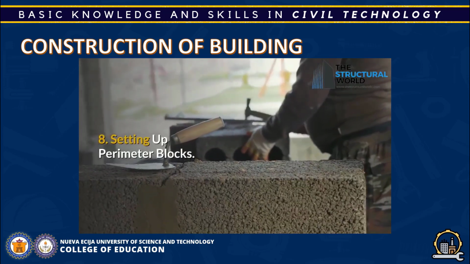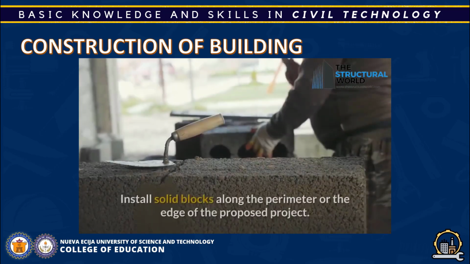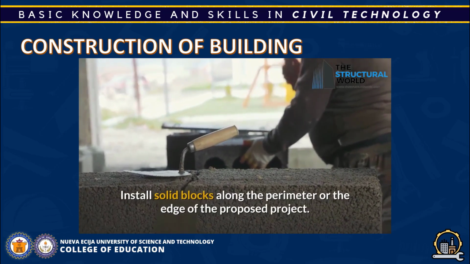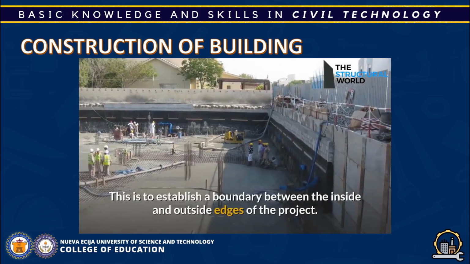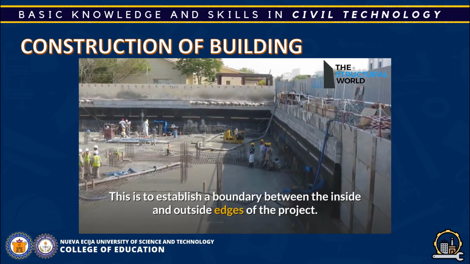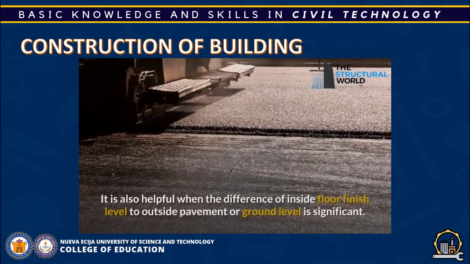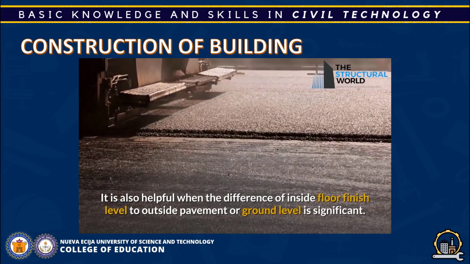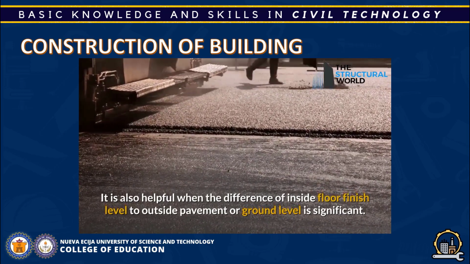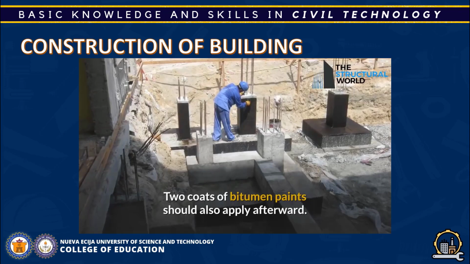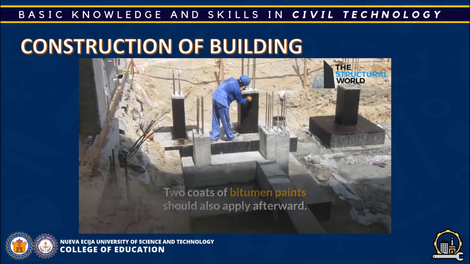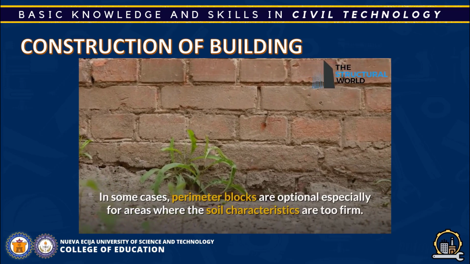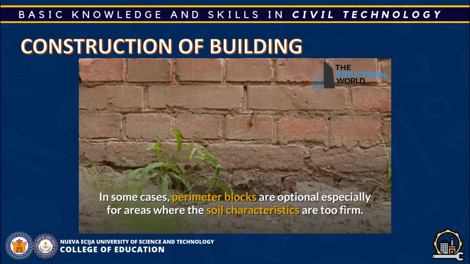8. Setting up perimeter blocks. Install solid blocks along the perimeter or the edge of the proposed project. This is to establish a boundary between the inside and outside edges of the project. It is also helpful when the difference of inside floor finish level to outside pavement or ground level is significant. 2 coats of bitumen paint should also be applied afterward. In some cases, perimeter blocks are optional, especially for areas where the soil characteristics are too firm.